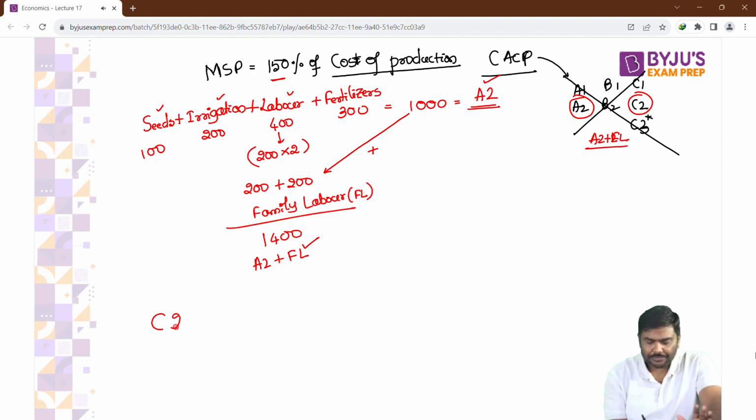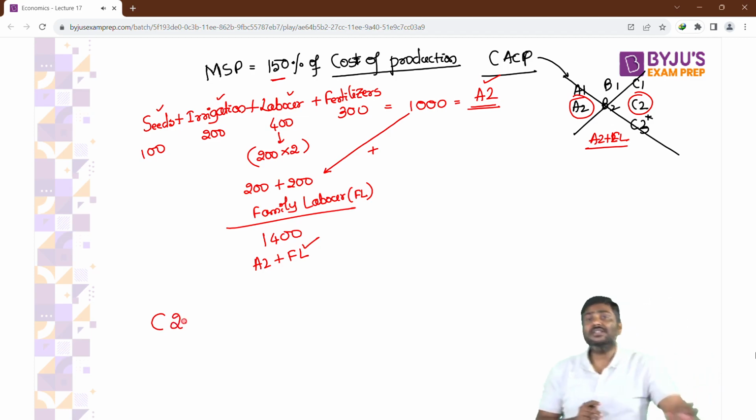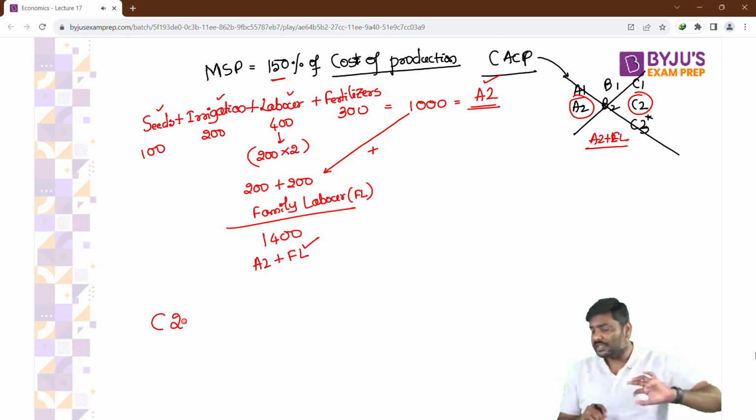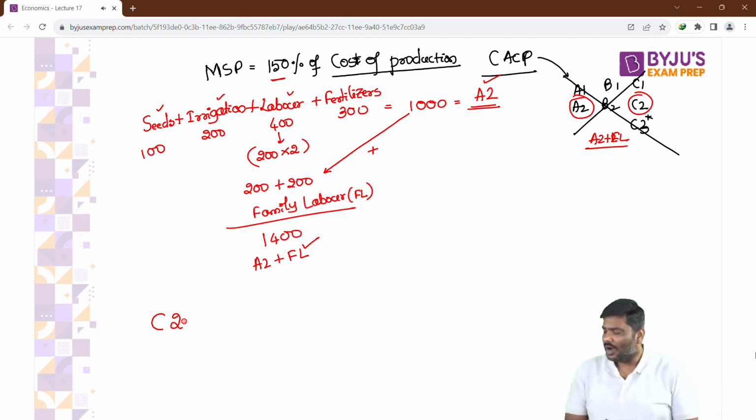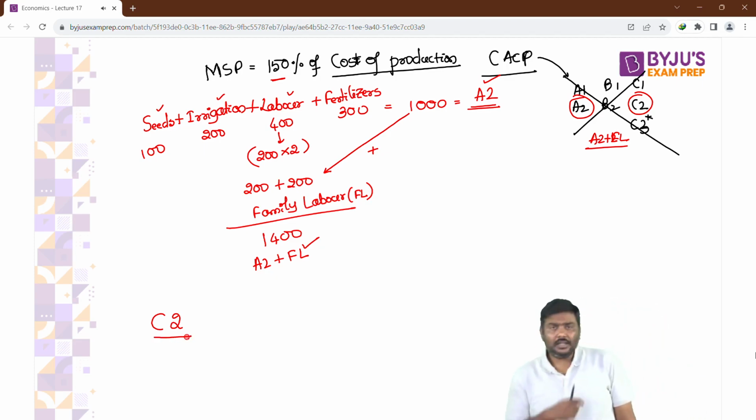Now, let me go to the third one, C2. Most comprehensive between all the three. I repeat, most comprehensive between all the three. Sir, how 2100? My goodness. My dear, please use the calculator. 150% of 1400, you tell me how much will be that number. You will get the answer. So let me go to the third one, C2.